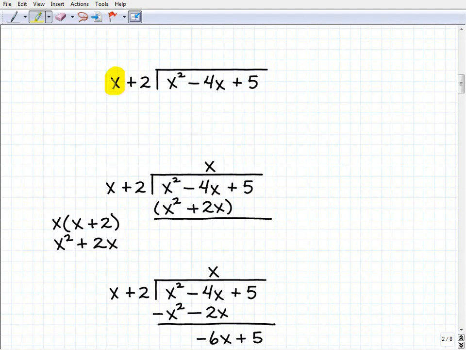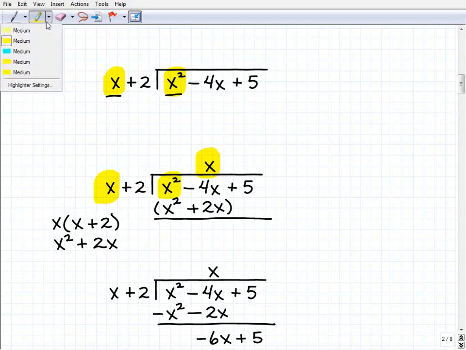In this case, it's going to be the x. And what we need to ask ourselves is, what do we need to multiply this x by to get to this x squared, this first term here? What do you think about that for a second? You can see I have a lot of the work already written out for us. Well, the obvious answer is we need to multiply this x right here by x, because x times x is, of course, x squared.